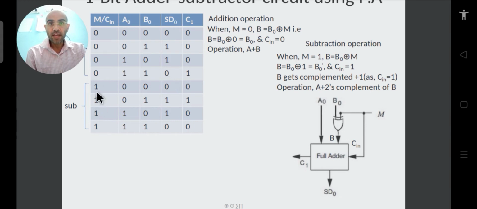Whereas when this bit M or C in is 1, the difference operation is performed by the circuit. So you see we have combined the truth tables of the half adder and the half subtractor. This is the operation when the number which you need to subtract is greater than the number from which you have to subtract. So 0 minus 1 will give you the difference bit as 1, whereas the borrow or the carry bit is also 1. You can call it carry or borrow. Similarly, 1 minus 1 is 0.